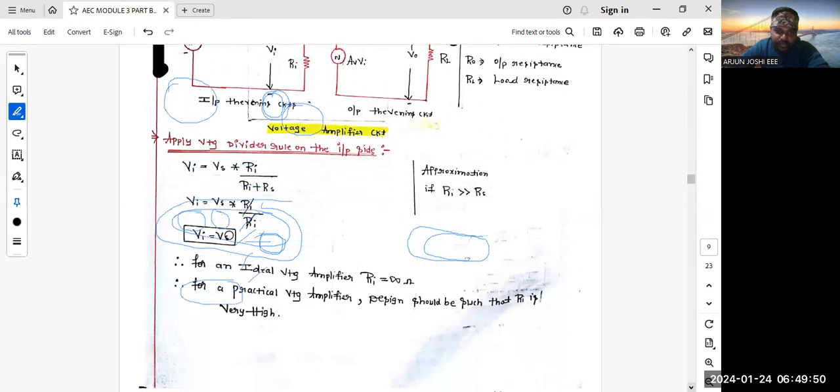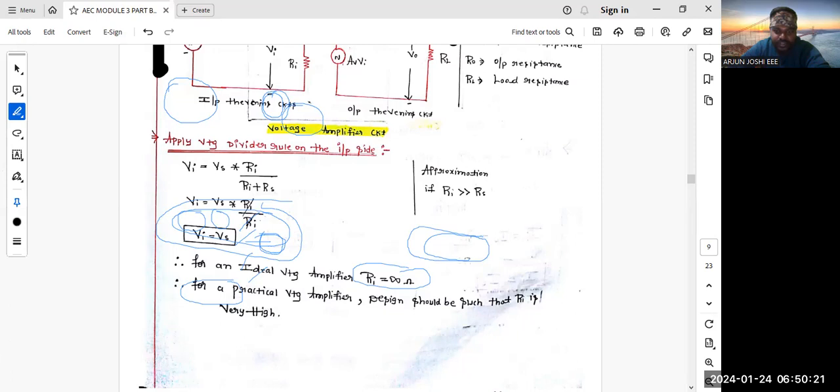Now I'm going to represent the resistance values for an ideal voltage amplifier without any losses. In that case, Ri is much greater, meaning we can take an infinite value. For a practical voltage amplifier, the design should be such that Ri has a large value. We can't say we will select an infinite value for Ri, so we need to take some maximum value of Ri.